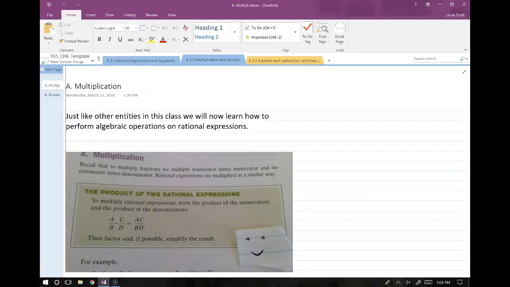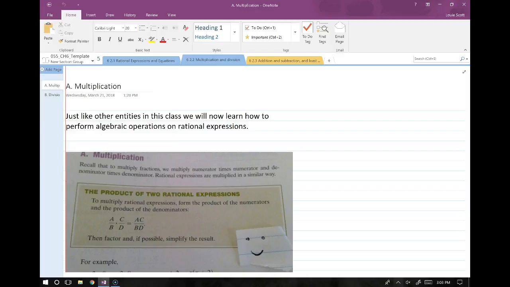An introduction to rational expressions, what they were, that kind of thing. Today, we're going to go over multiplication and division of rational expressions, as well as addition and subtraction, and LCDs.